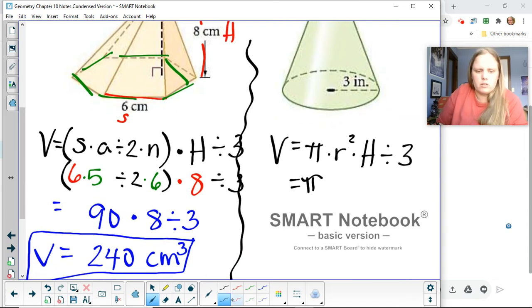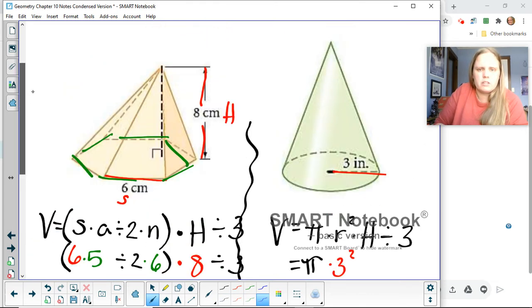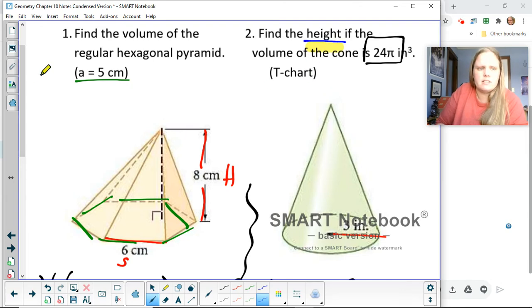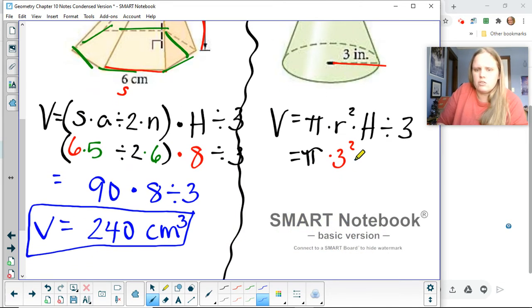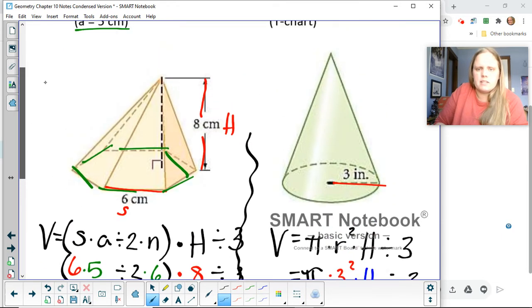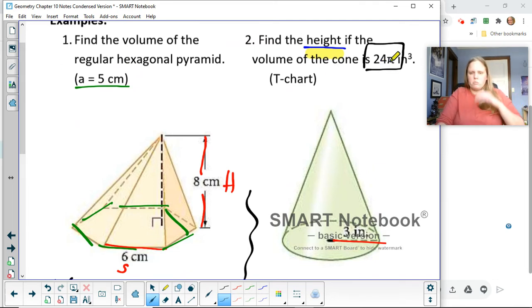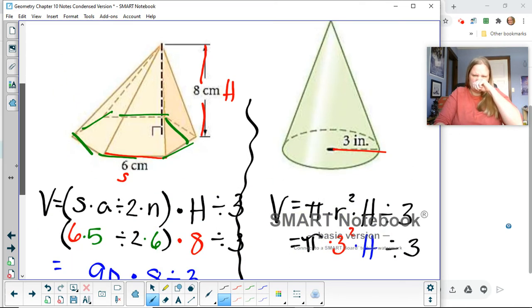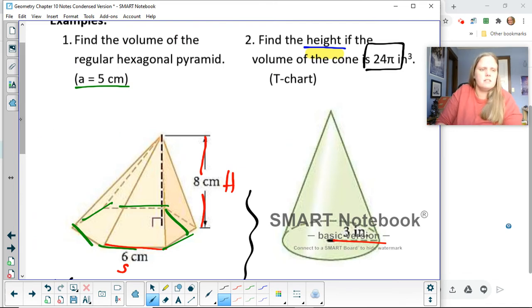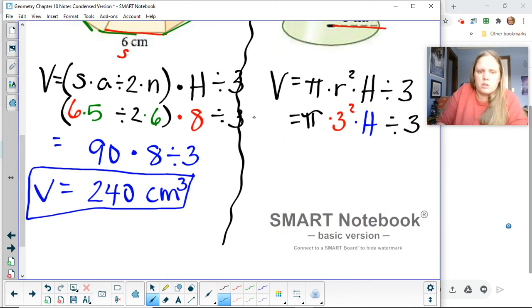Okay, so looking down here, I can see my radius is 3. The height is what we were trying to find, so I have to leave that as an h. But divide by 3 is still part of the formula. And then up at the top, it said that our volume was 24 pi inches cubed. So over here, instead of V, I can put 24 pi.